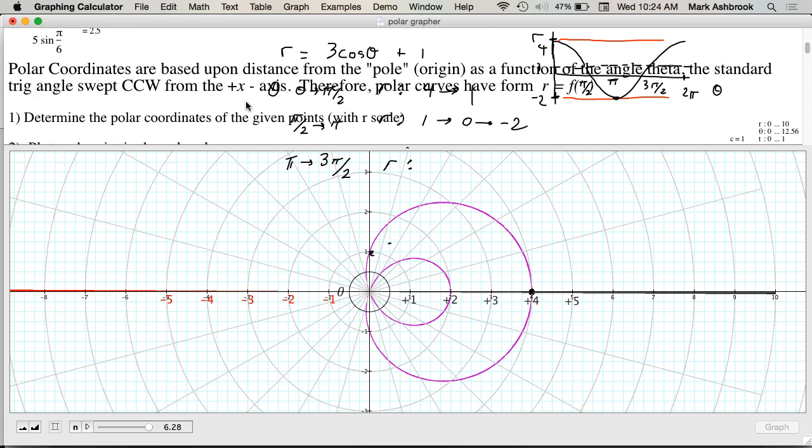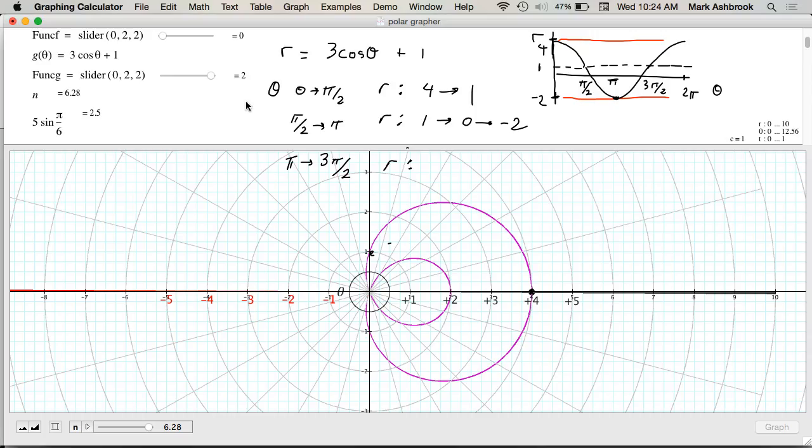So let's try r equals 5 sine 2 theta. See if we can finish that, unless there's a question about this one.